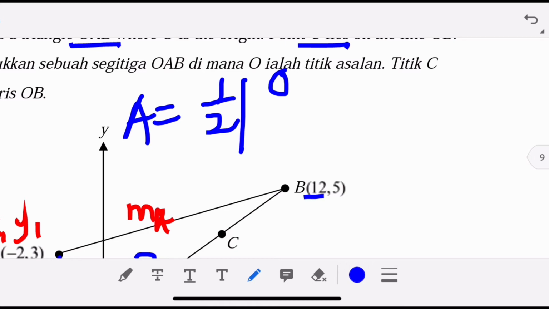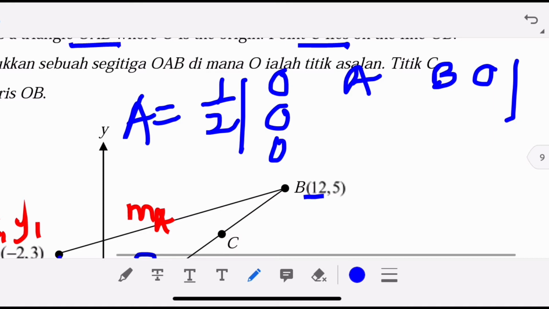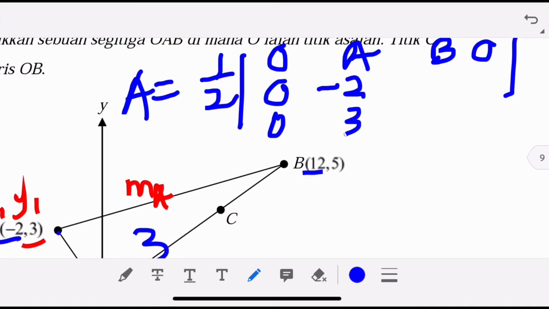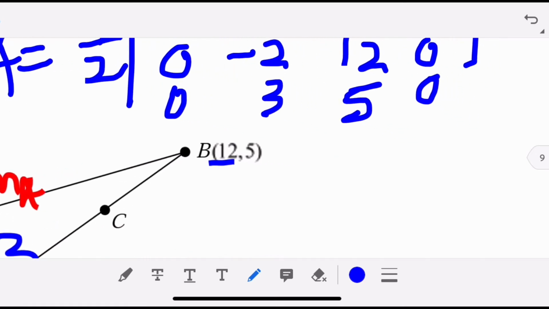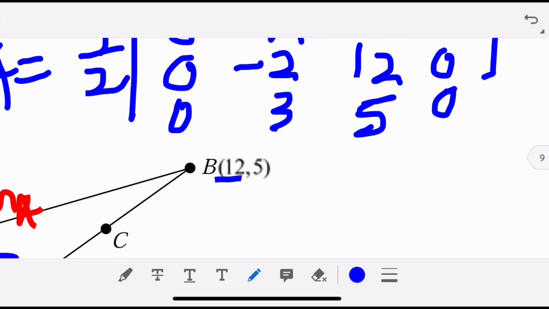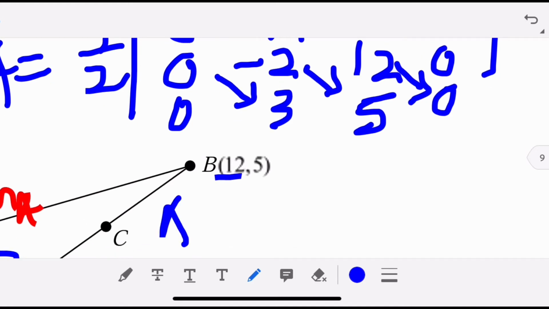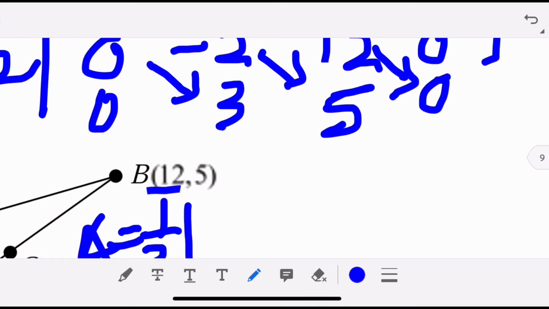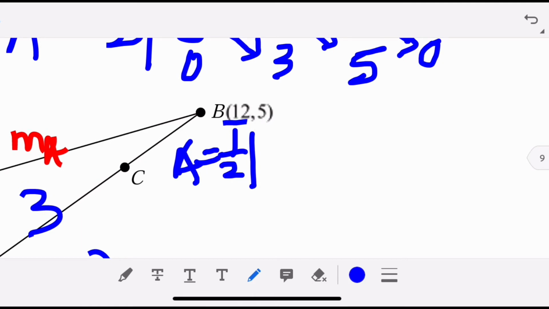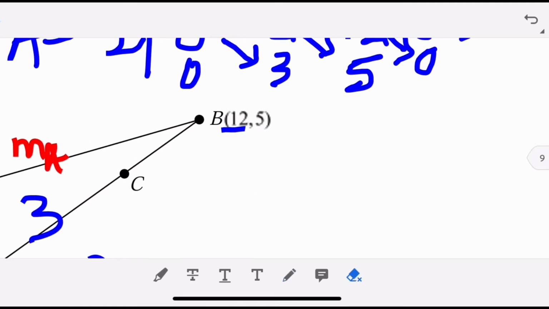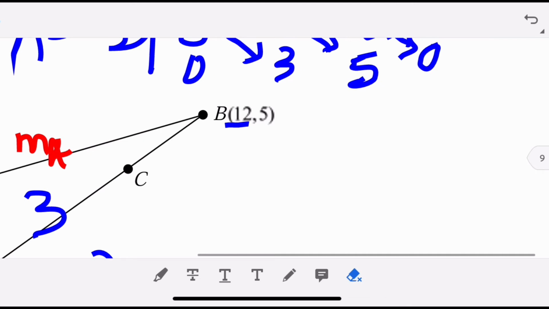So I will start with the initial point O, A, B, and then I have to repeat the first point. O is 0, 0, and A is negative 2, 3, and B is 12, 5, and then O again, 0, 0. So I have to repeat the first point, right? That's how you multiply. Draw the arrows so that you won't get confused because there are so many points. So area is 1 over 2, and we will multiply 1 by 1 and then add, okay?